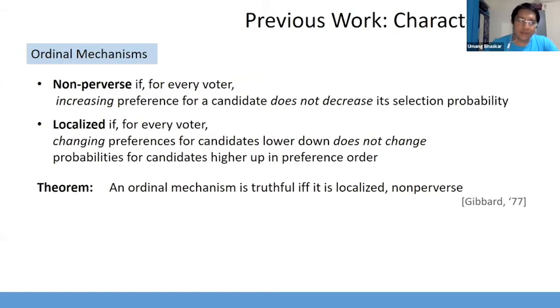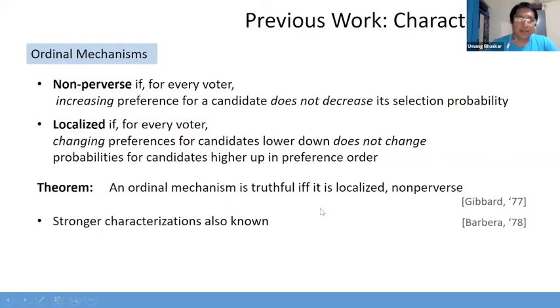And what's known from this seminal paper by Gibbard is that an ordinal mechanism is truthful if and only if it is both localized and non-perverse. So these two conditions characterize truthful ordinal mechanisms. In fact, building on this, Barbara also shows some stronger characterizations for truthful ordinal mechanisms. So truthful ordinal mechanisms are very well understood.